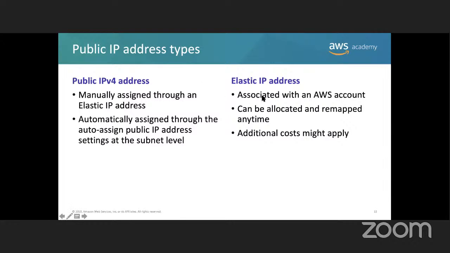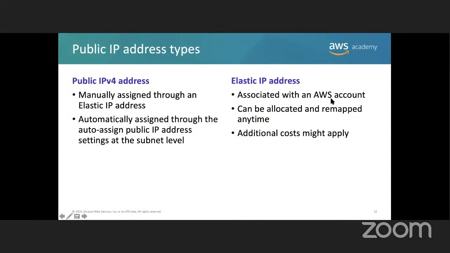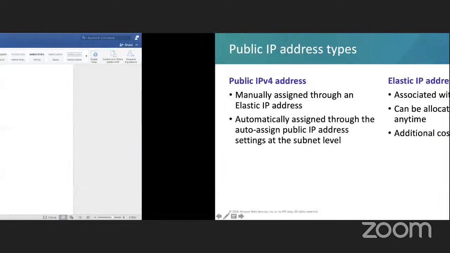Now, the difference between them is that an Elastic IP address can be associated with an AWS account, can be allocated and remapped anytime. Additional costs might apply. The first one is free as long as it is attached to an EC2 instance. The rest of them, you have to pay for them. You can have up to 5 Elastic IP addresses per region.